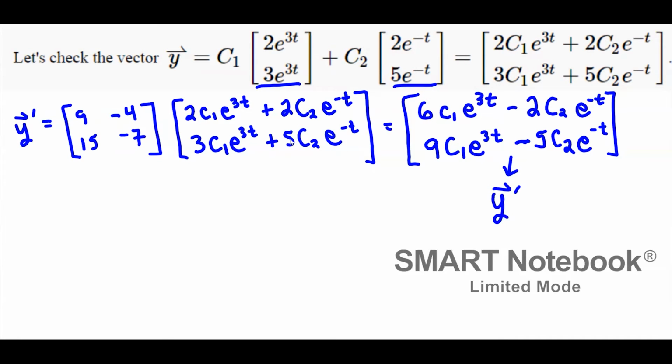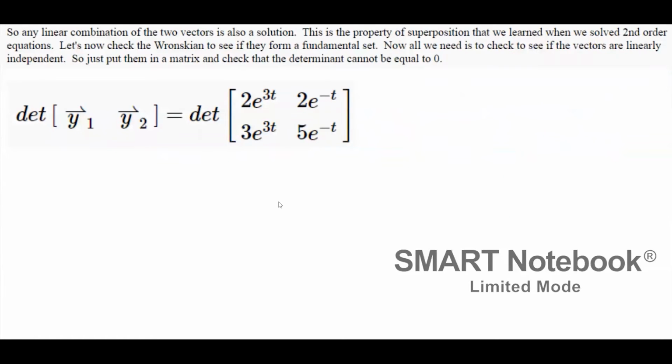So we see that if we have two solutions, any linear combination of those two solutions is also going to be a solution to the system if it's homogeneous. So any linear combination of two vectors is also a solution if those two vectors are already solutions. This is the property of superposition that we learned when we solved second order equations.